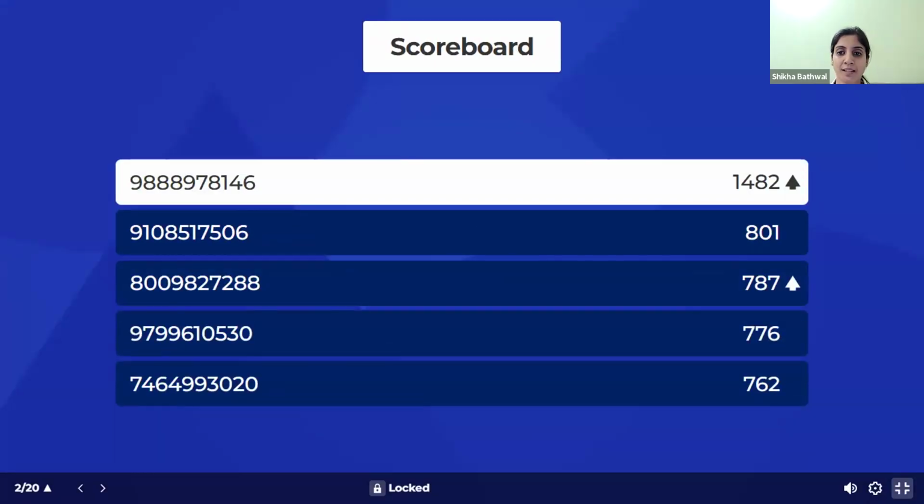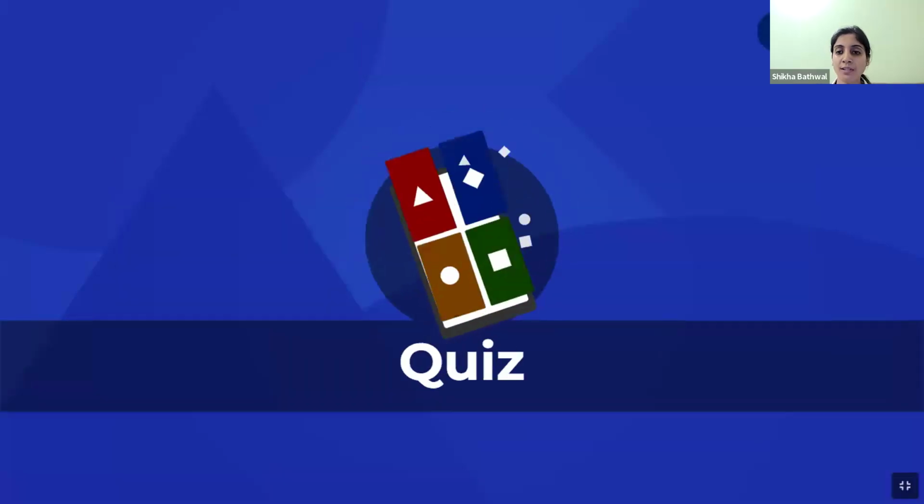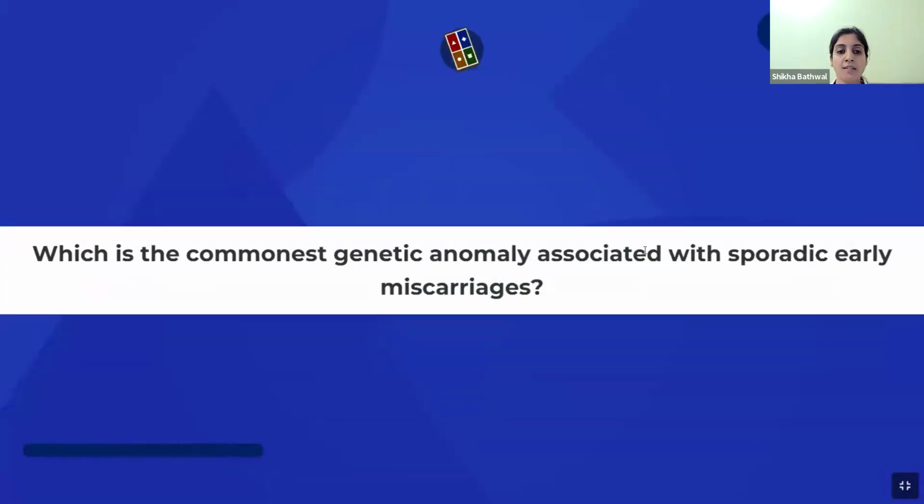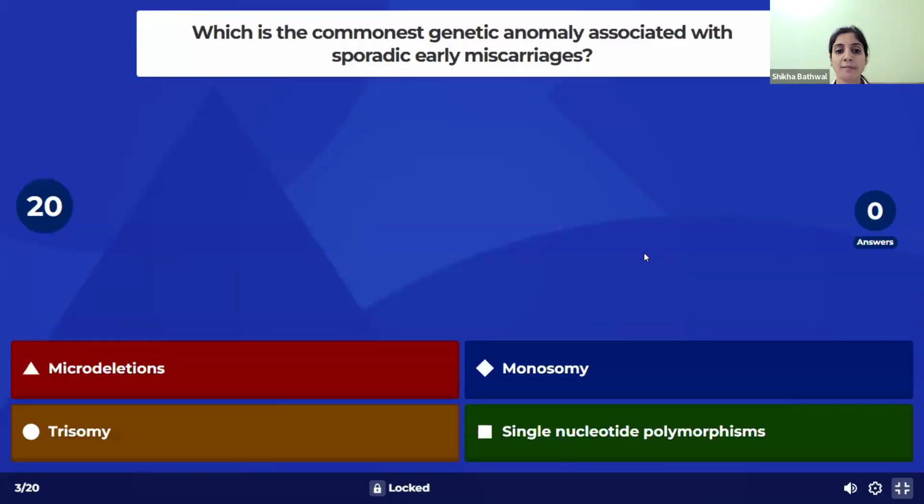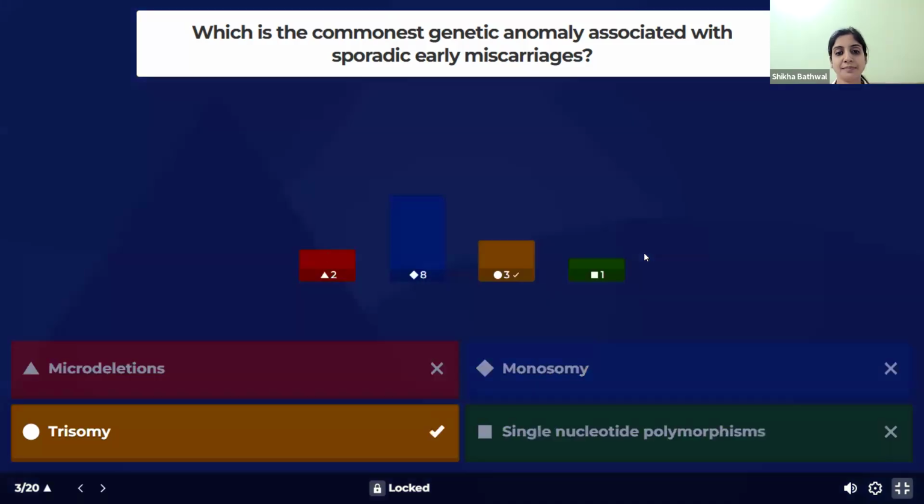Okay. So this is the scoreboard. Next question. Which is the commonest genetic anomaly associated with sporadic early miscarriage? Microdeletion, monosomy, trisomy, or SNPs? So trisomy is the answer. Only 3 have got it correct. Monosomy is quite rare. So trisomy is the commonest, followed by polyploidy.